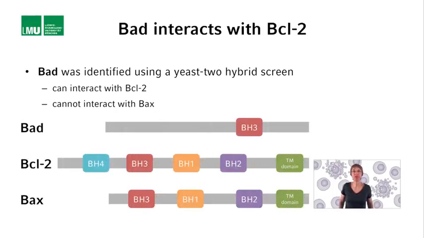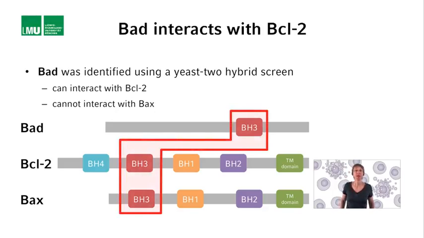At this point, maybe not too surprising, BAD turns out to have some sequence similarity to BCL2 and also to Bax. However, the sequence similarity is mainly restricted to a part of the BCL2 and Bax proteins, and this part is referred to as the BH3 domain. BH3 stands for BCL2 homology region 3. We will come back to this domain in a little while.